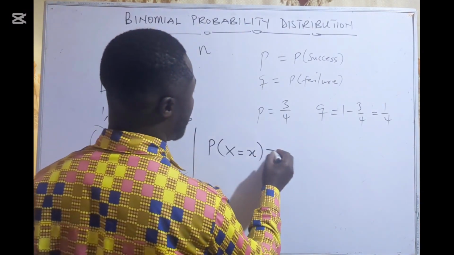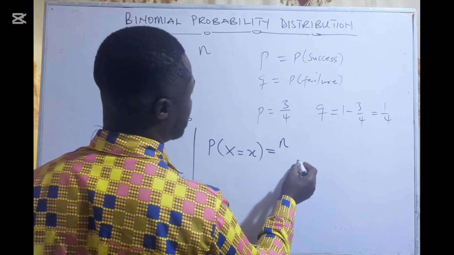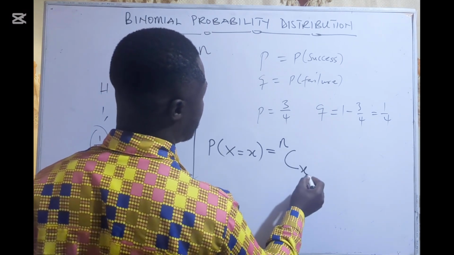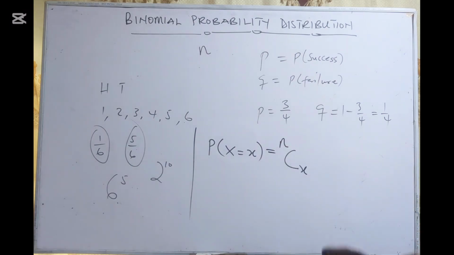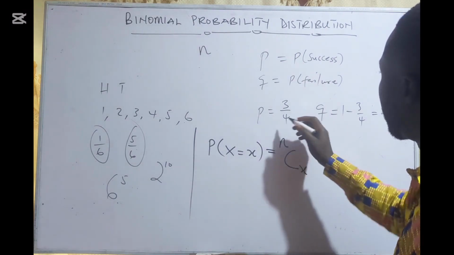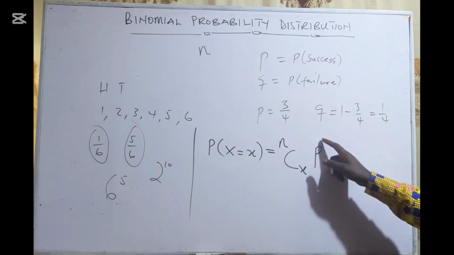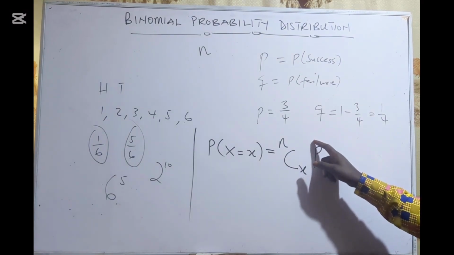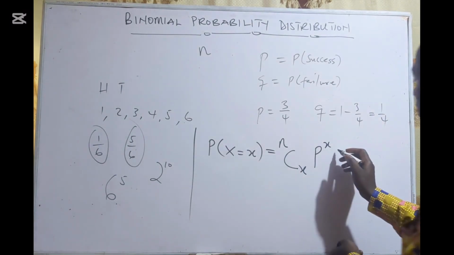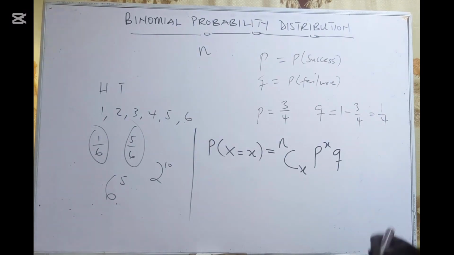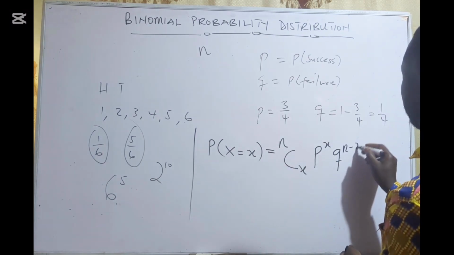All right. Then that will be equal to the number of trials combination, the x, the number of outcomes the question is demanding from me. Then I'll come to the probability of success. Whatever the question is requiring from you, you take its probability, all right, to the exponent of what? To the exponent of the x. And then you come and take the probability of the other side, the failure. Then you make sure that you subtract the x from the n. So that will be n minus x.